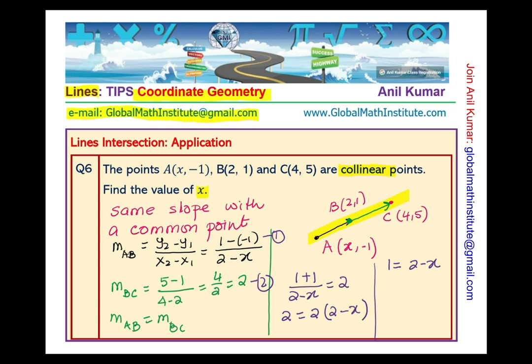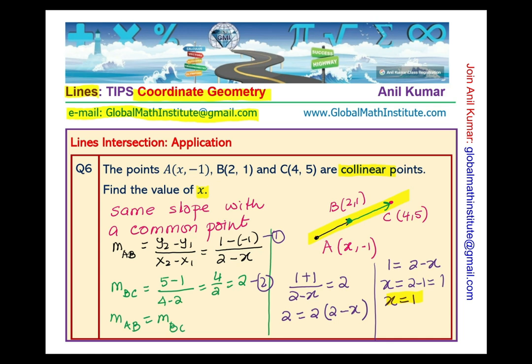So 1 is 2 minus x. Bringing x here, we get 2 minus 1 as the value of x, which is 1, right? So x has to be 1. So now we get the solution that x is equal to 1 for the point A to be collinear.